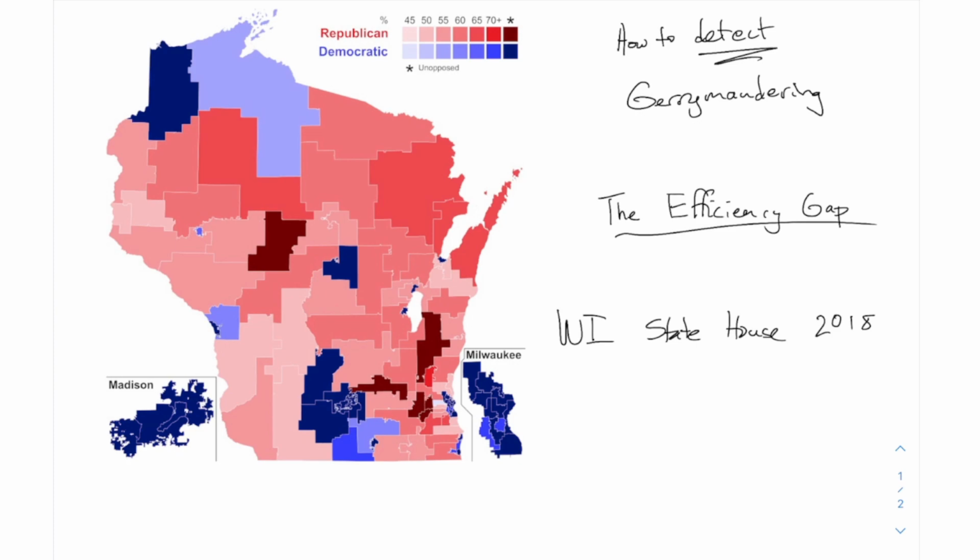What this map suggests is the Democrats, and by the way, this map that they're using was drawn by Republicans, and you'll see why. This suggests that the Democrats have been packed and cracked.